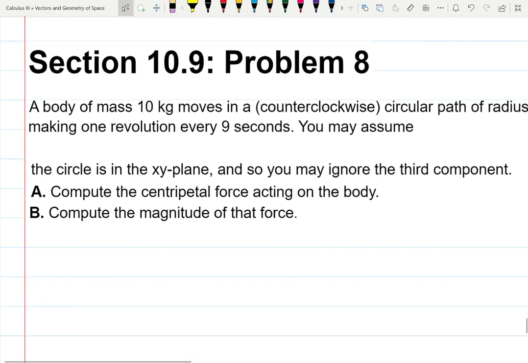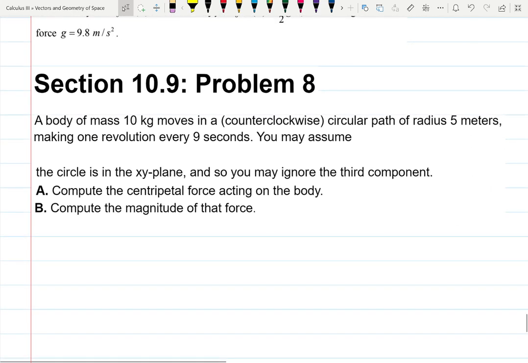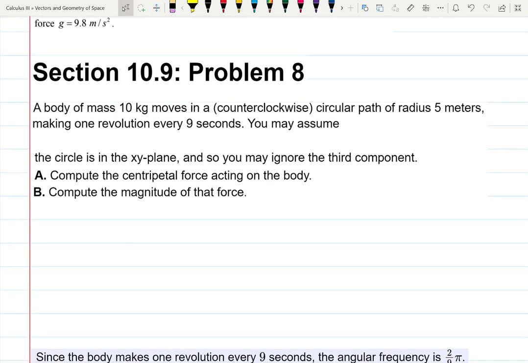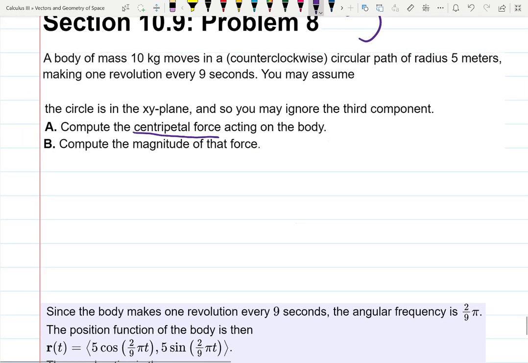Don't go. This is the problem from your homework. This is a hard problem from your homework. So I wanted to show it to you. The body of the mass is 10 kilograms. First of all, yay to kilograms. And it moves in a counterclockwise direction on a circle path of the radius 5, making one revolution every 9 seconds. Compute the centripetal force acting on the body and the magnitude of that.